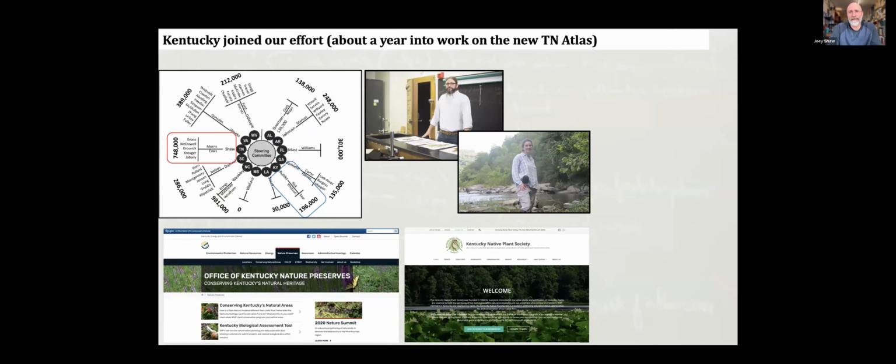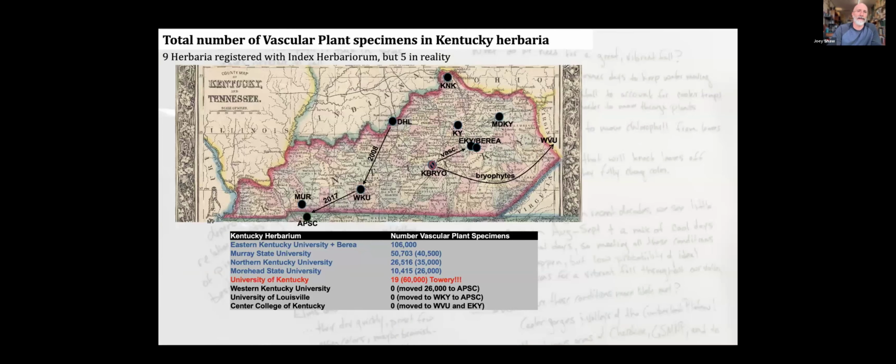I was working on the atlas for about a year when Brad Ruffel reached out to me, and Tara Littlefield was on that conversation. Brad, Tara, and I at first were talking about how they could get started on a Kentucky atlas similar to Tennessee's. After a little bit of discussion, we decided to join forces and make a joint two-state atlas.